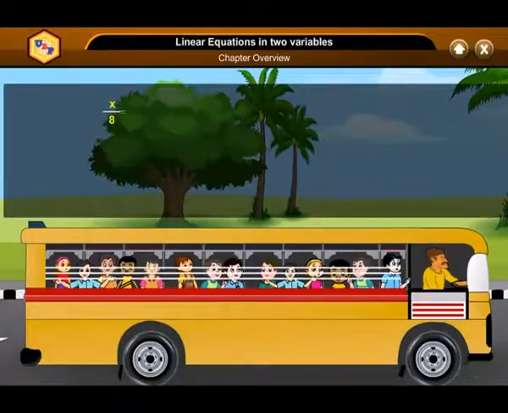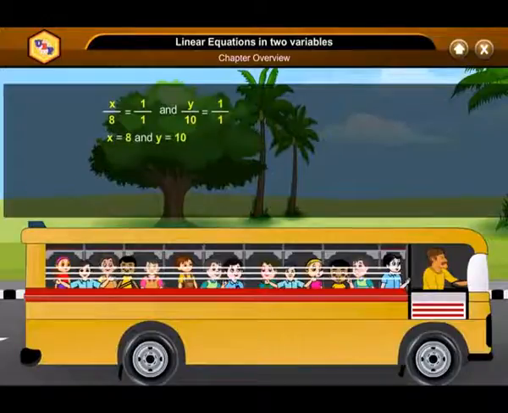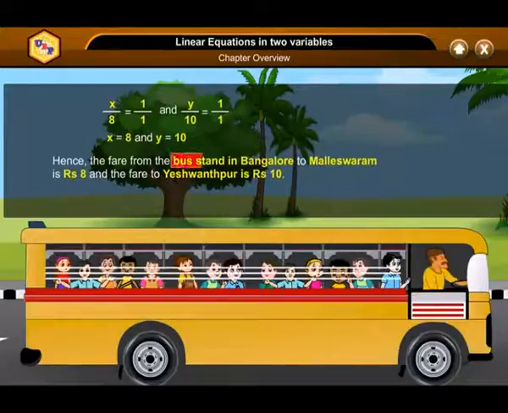x upon 8 is equal to 1 by 1 and y upon 10 is equal to 1 upon 1. x is equal to 8 and y is equal to 10. Hence, the fare from the bus stand in Bangalore to Malleswaram is rupees 8 and the fare to Yeshwanthpur is rupees 10.